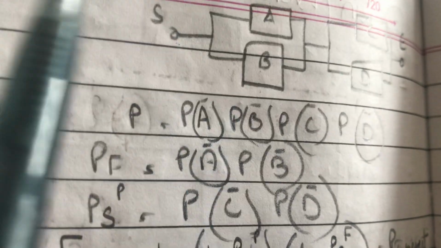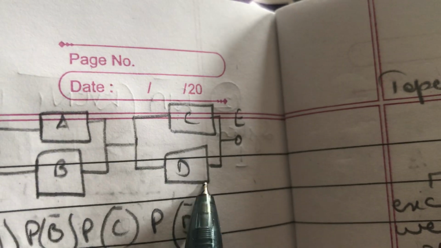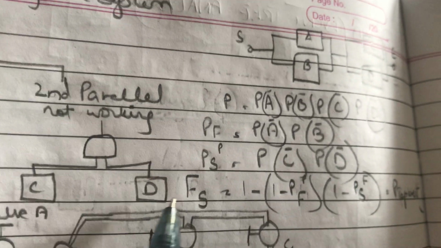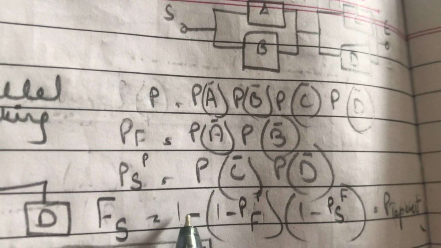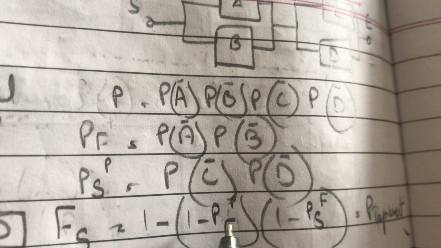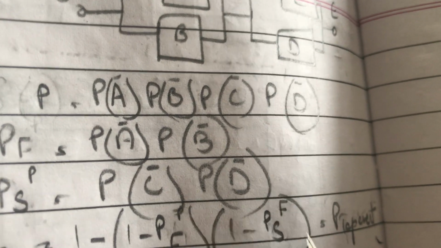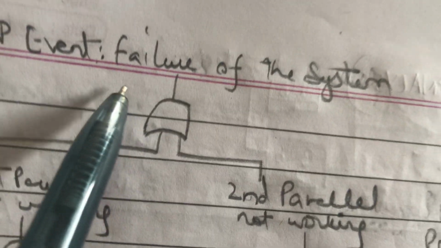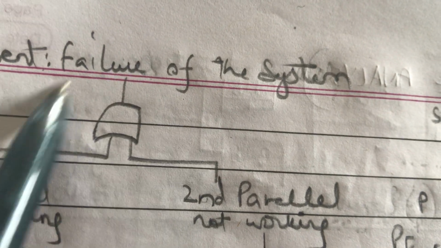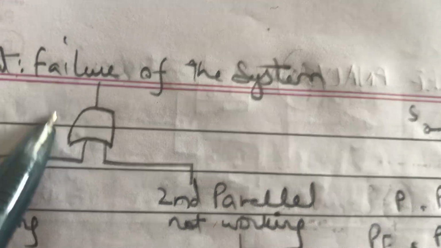So P of A not working, P of B not working, and the probability of the second parallel would be P of C not working and P of D not working, right? And we can say the overall probability of the system would be 1 minus the probability of first parallel, 1 minus the probability of second parallel, and this is the probability of our top event, because we have this OR gate present here. So we have to write the equation for this OR gate.